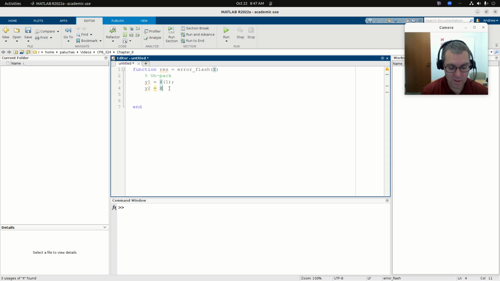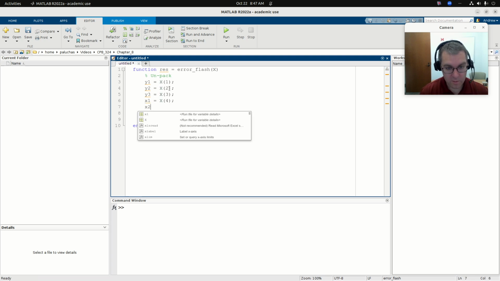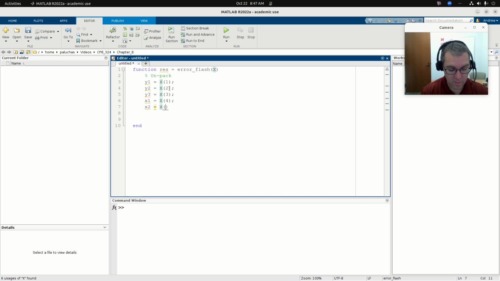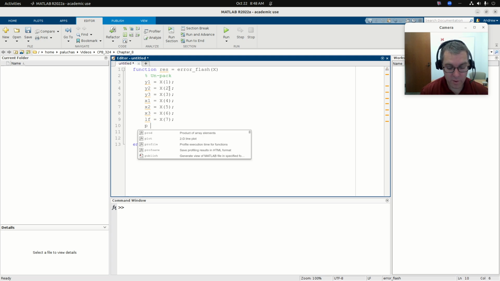Y2 is going to be the second element. Y3 is going to be the third element. X1 is going to be the fourth element. X2 is going to be the fifth element. X3 is going to be the sixth element. LF, the fraction remaining liquid, will be the seventh. And then pressure will be the eighth.